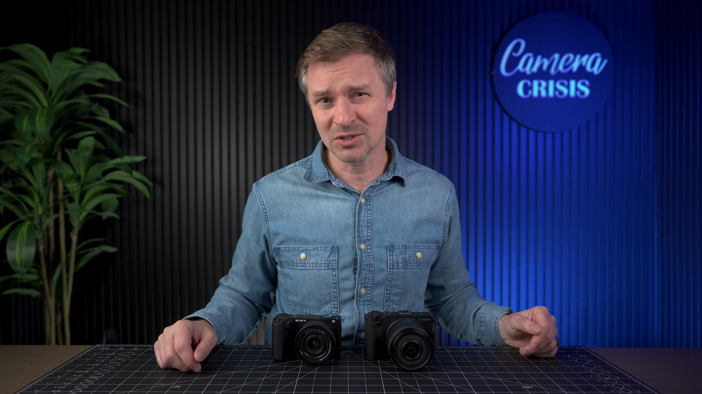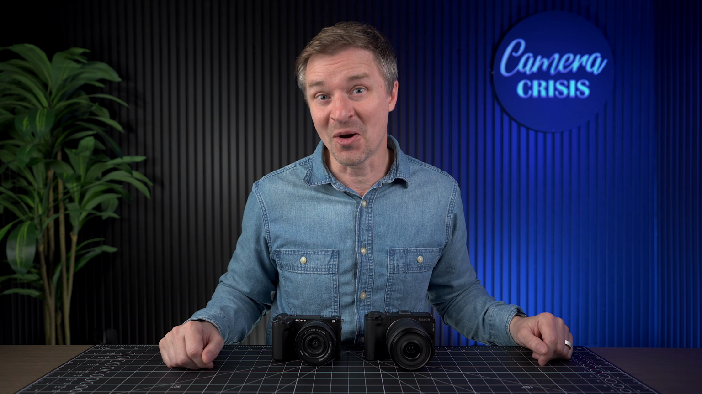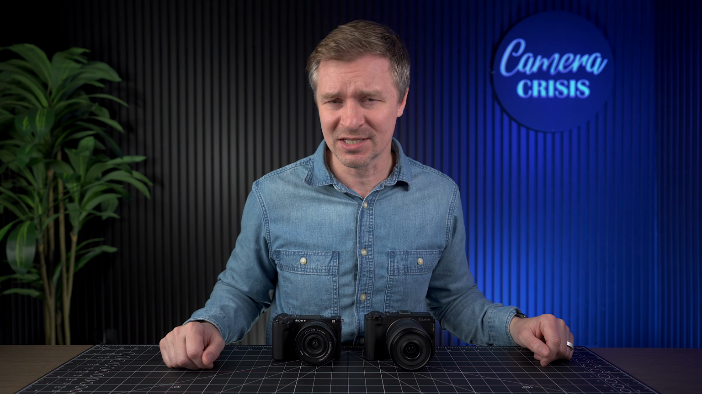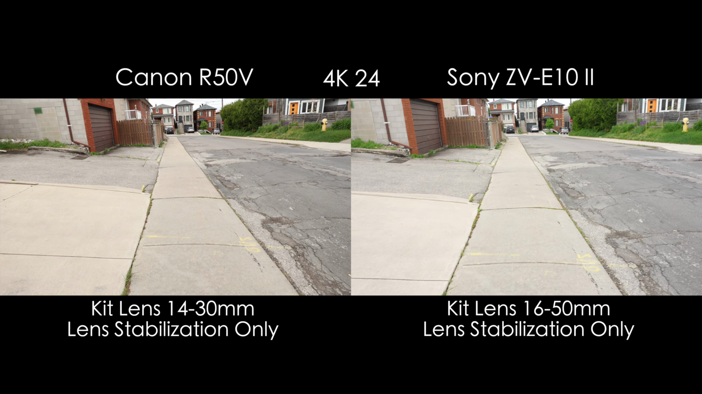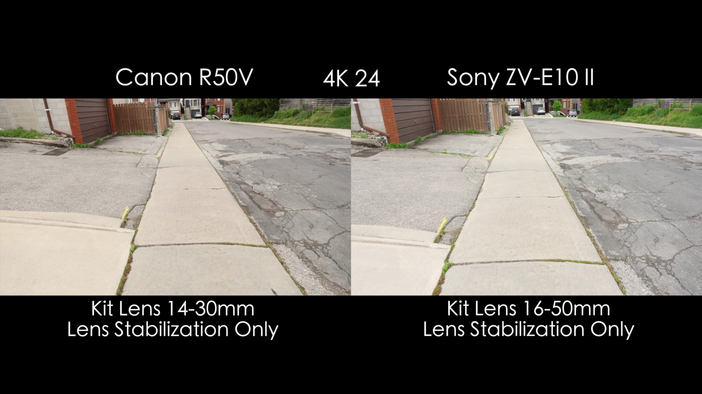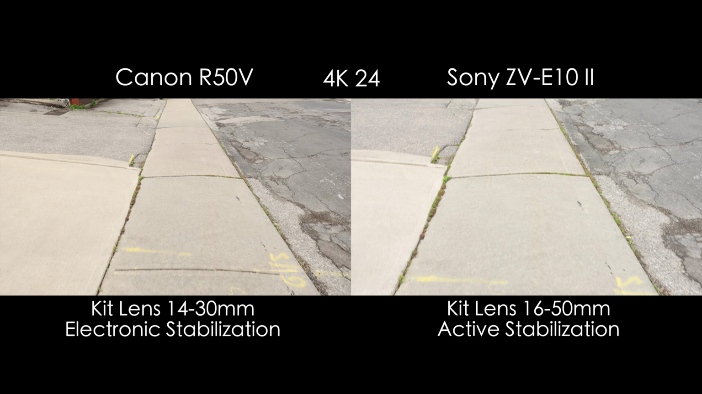Now, a lot of people are going to want to take these cameras out and about, so let's talk about stabilization. Ironically, even though they're billed as vlogging cameras, often they have no IBIS, no in-body image stabilization. They rely either on lens stabilization or electronic stabilization. I don't think either camera does a really great job with just the lens stabilization, so you're going to want to use some form of electronic stabilization.